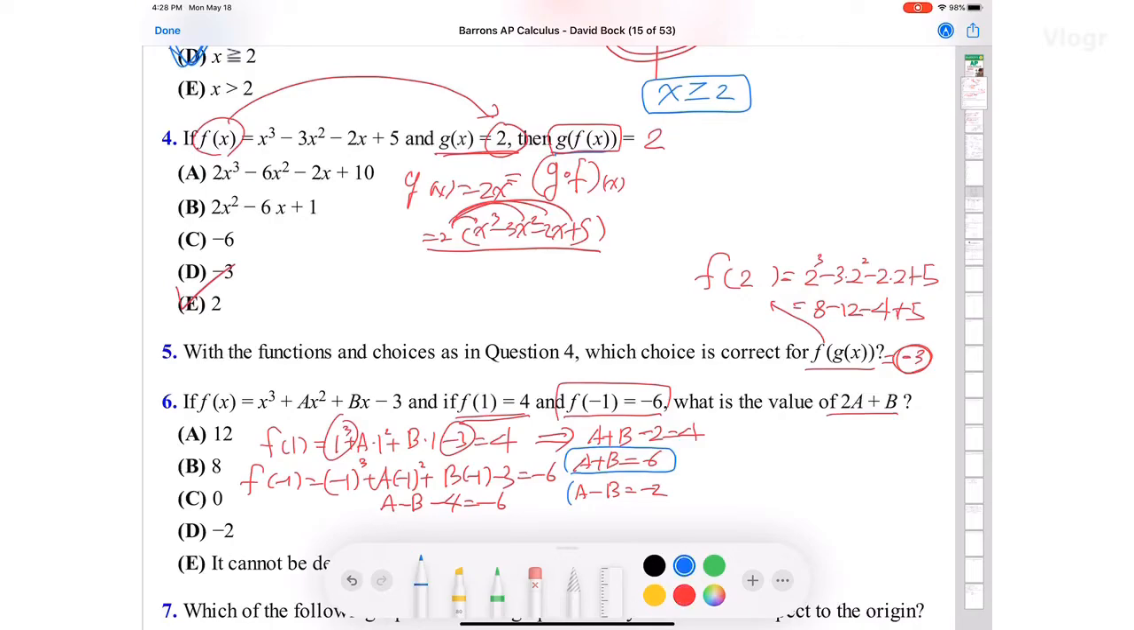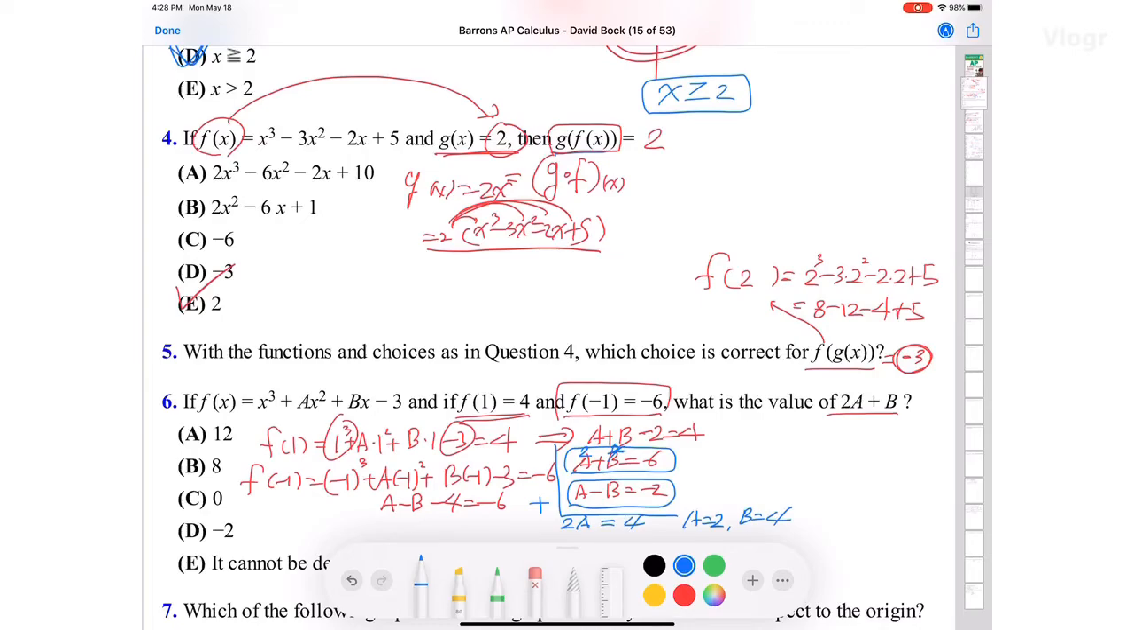We got the second equation. From these two equations, find a and b. I'm going to add those two equations. A plus a is 2a. b and negative b cross out. Then 6 plus negative 2 is 4, which means a equals 2. And then plug in 2 for a, and then b is 4, right? That means b equals 4. A is 2, b is 4.